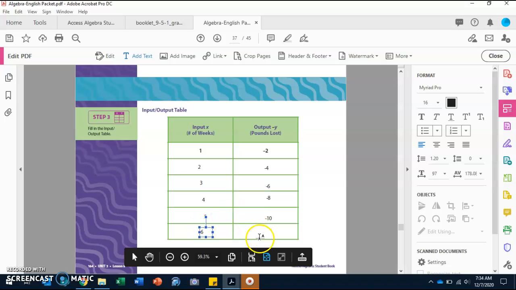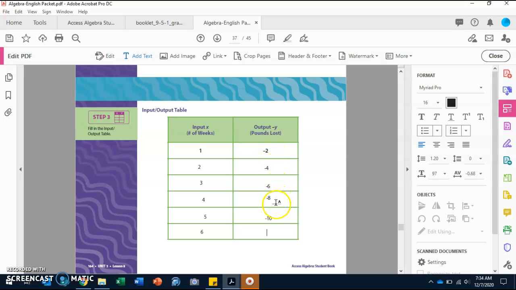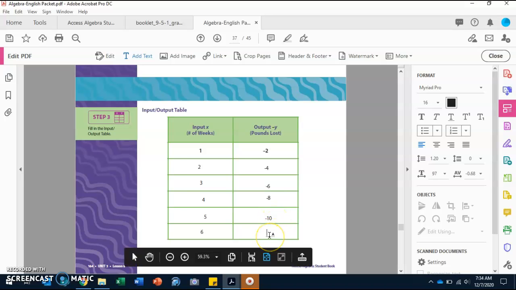And now for week 6. The same thing we were doing. 2, 4, 6, 8, 10. Awesome job, guys. -12.